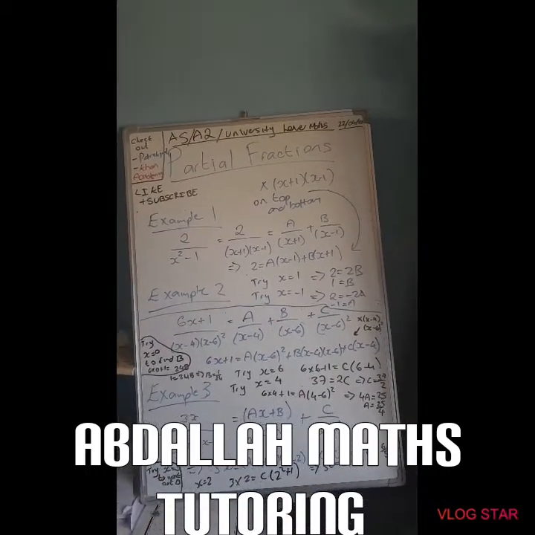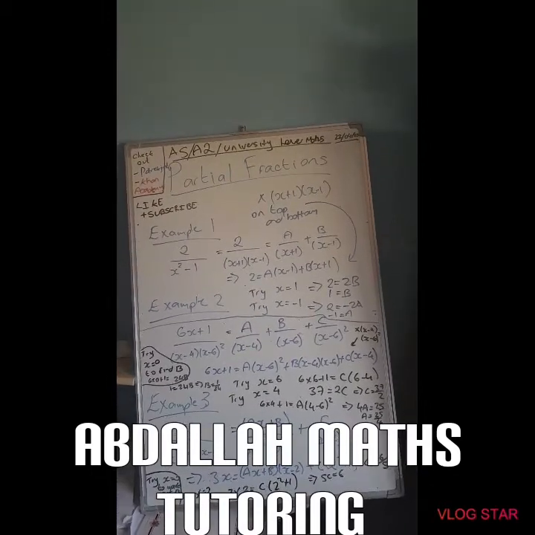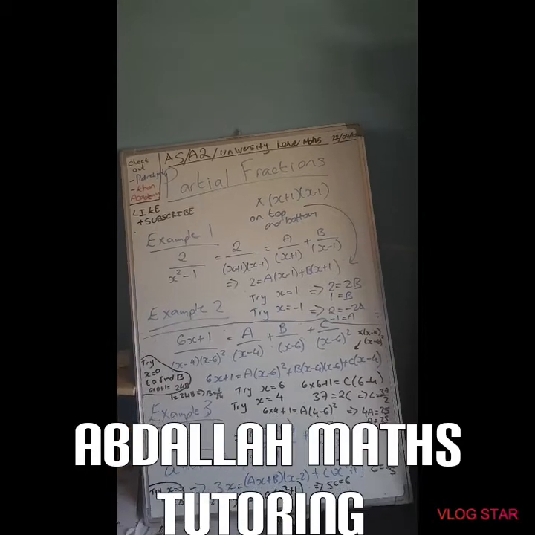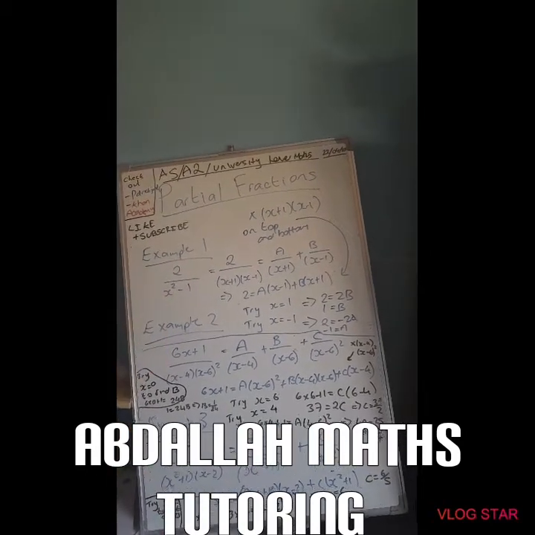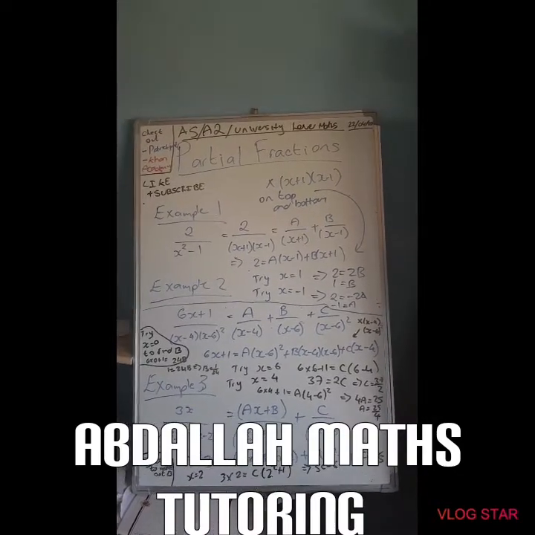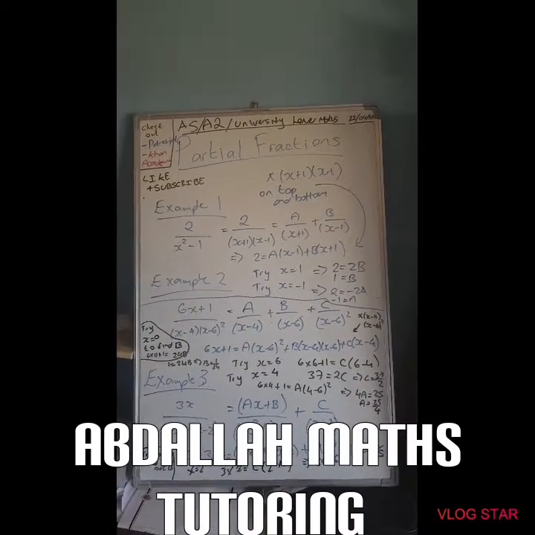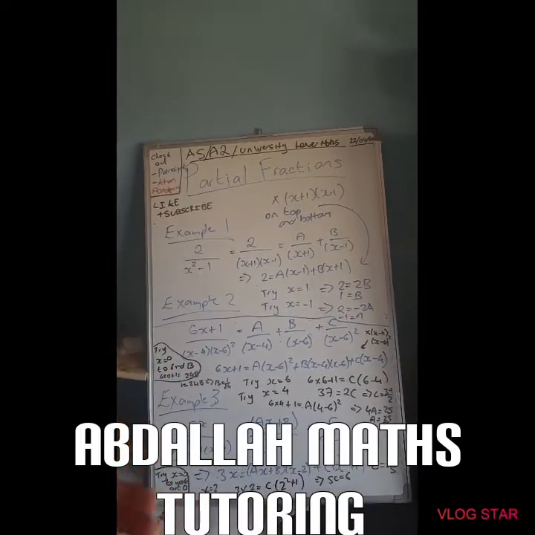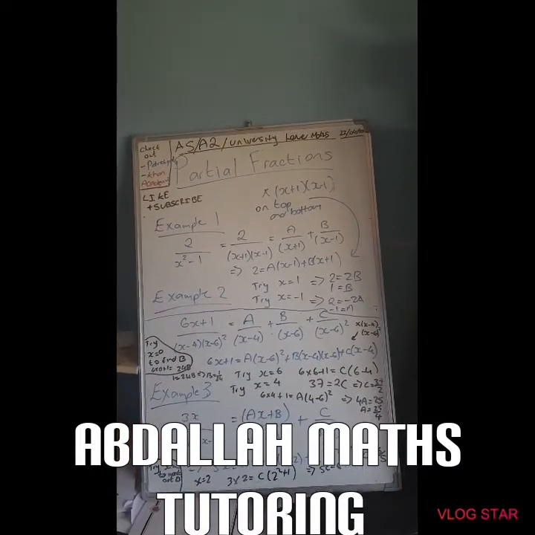So we want to separate this, write this in partial fractions. The question will say to you, write 2 over x squared minus 1 in partial fractions. What this means is that the denominator can be factorised.